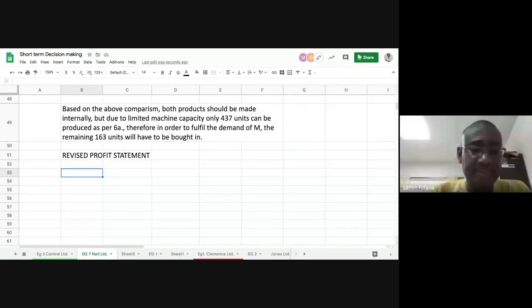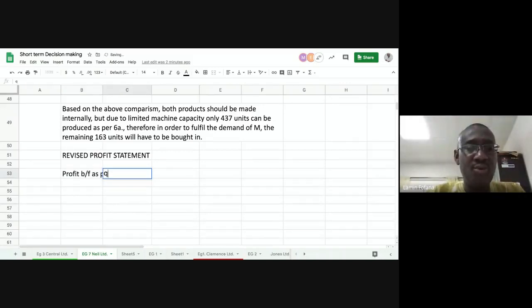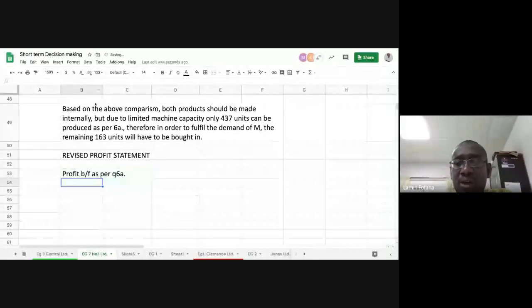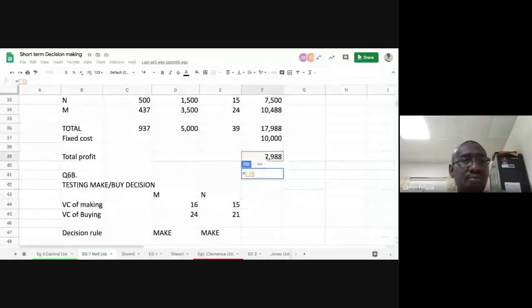So we'll say profit BF, profit brought forward as per Q6A, as per question 6A. Okay, so what's the profit brought forward as per question 6A? We can just take it from here. That's this, isn't it? Is that clear?